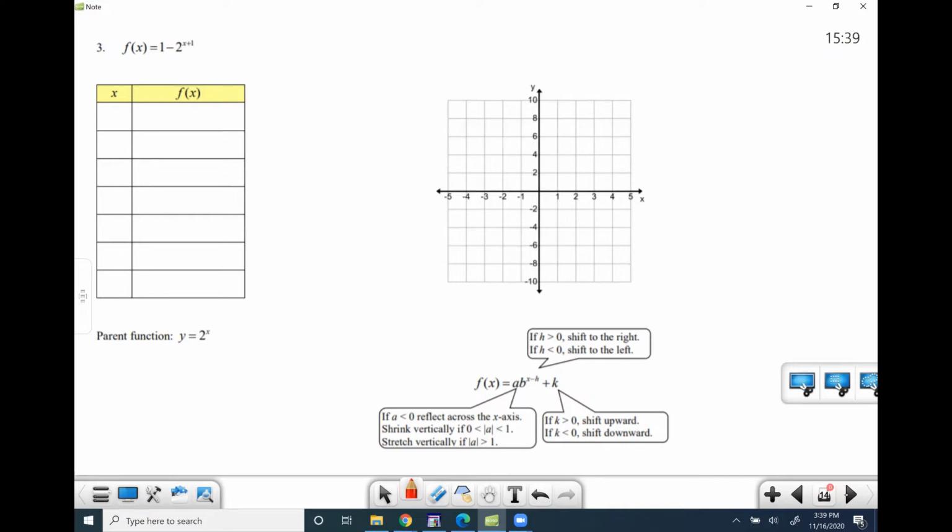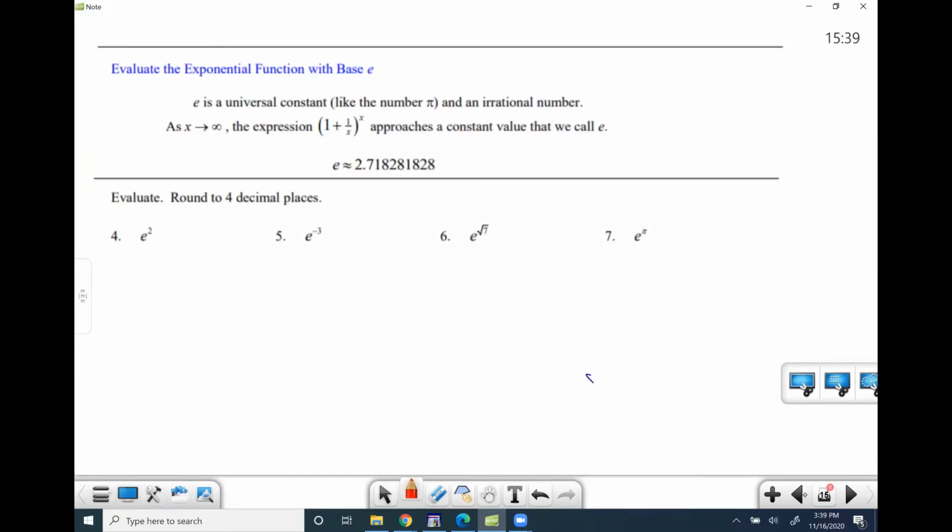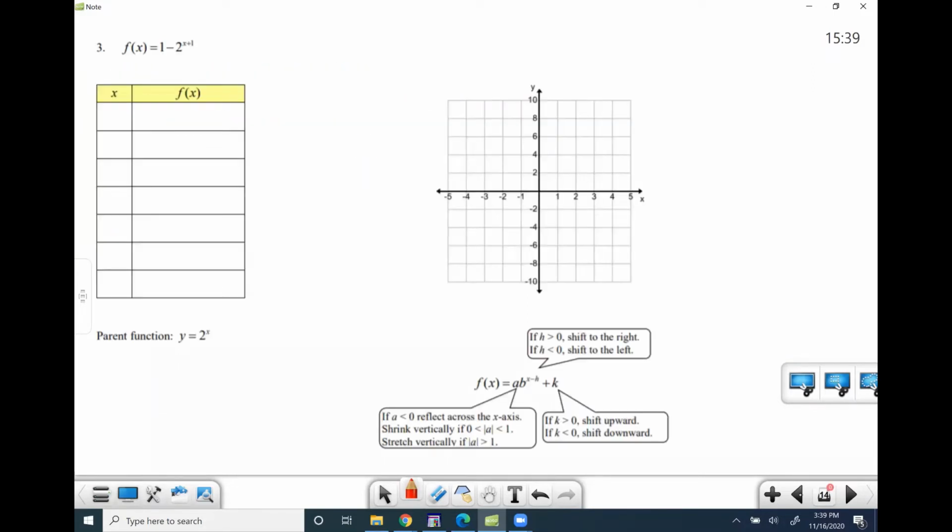So for this one, let's go ahead and take a look at it really quickly. I think I would just T-chart it. That's what I would do. Yeah, let's just T-chart it. Okay. All right, let's pick some negatives. And let's pick some positives.